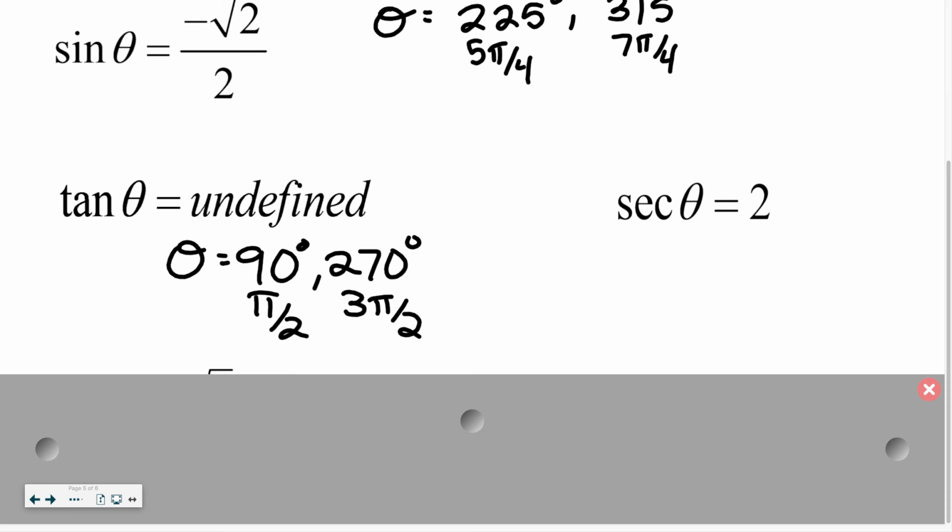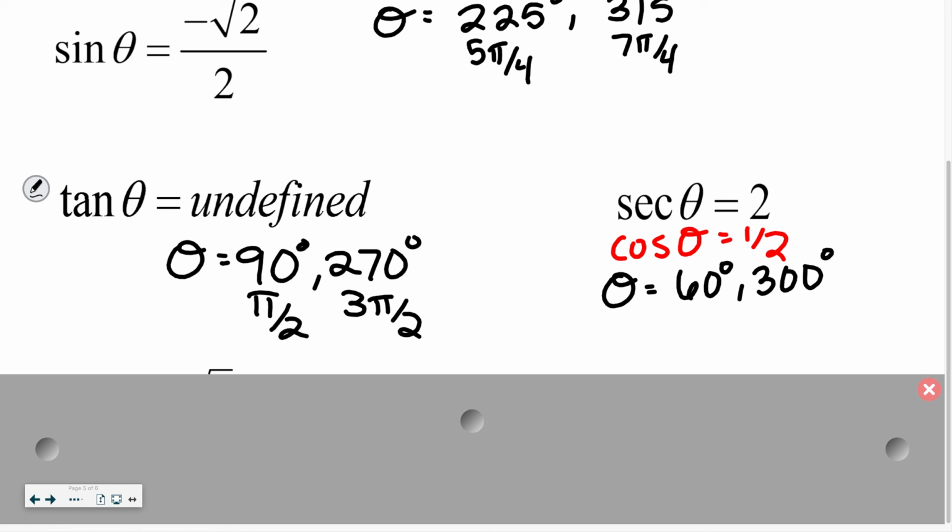If I was doing one like the next one, secant of theta equals 2, I would think, I don't know secants around the unit circle, but I do know cosines. So I would change it, that's the cosine of theta equals 1/2. I can make the reciprocal to secant, and then I just have to flip the reciprocal of the ratio. And when cosine is positive, you're going to the right. That's what? 60 degrees and 300 degrees. Okay, quadrants 1 and 4 is where cosine is positive. So that's pi over 3 and 5 pi over 3.